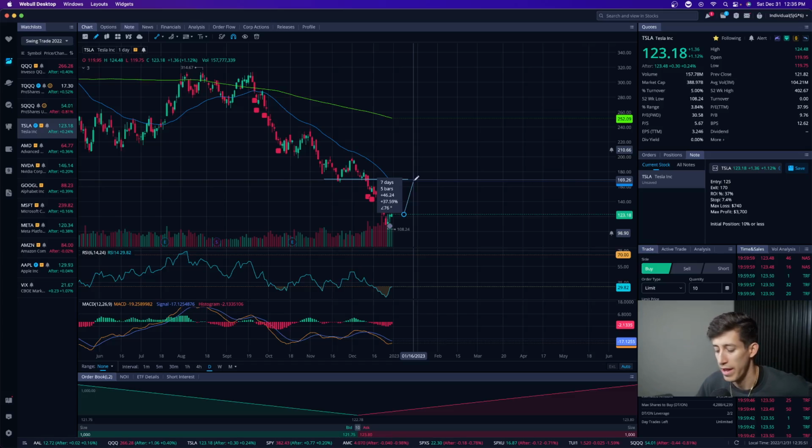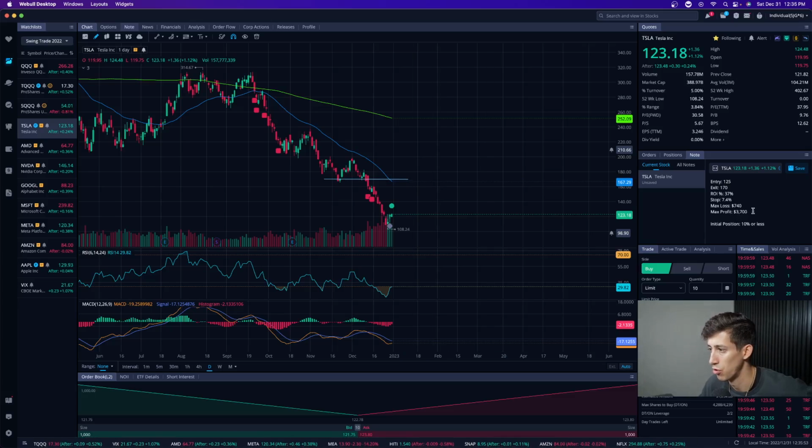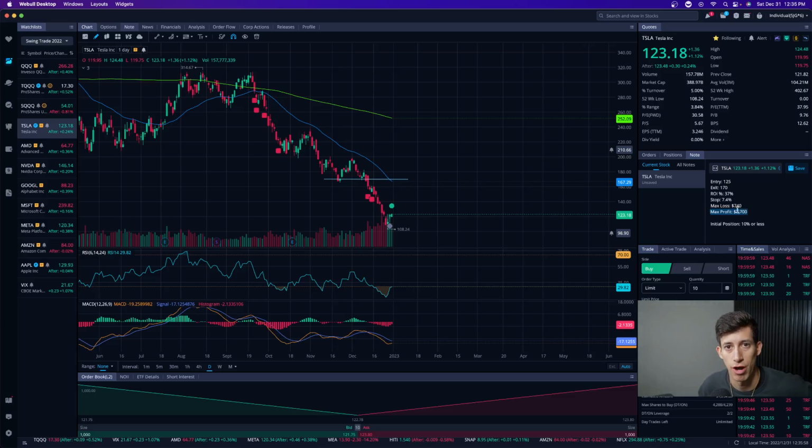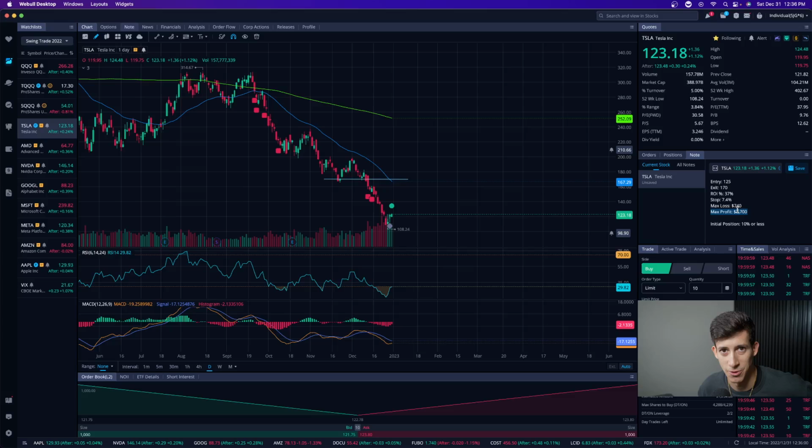We're talking about a $3,700 return, right? That's what I have labeled right here. That's my max potential profit in a perfect world. We obviously don't live in a perfect world, but I just like using that as an example.